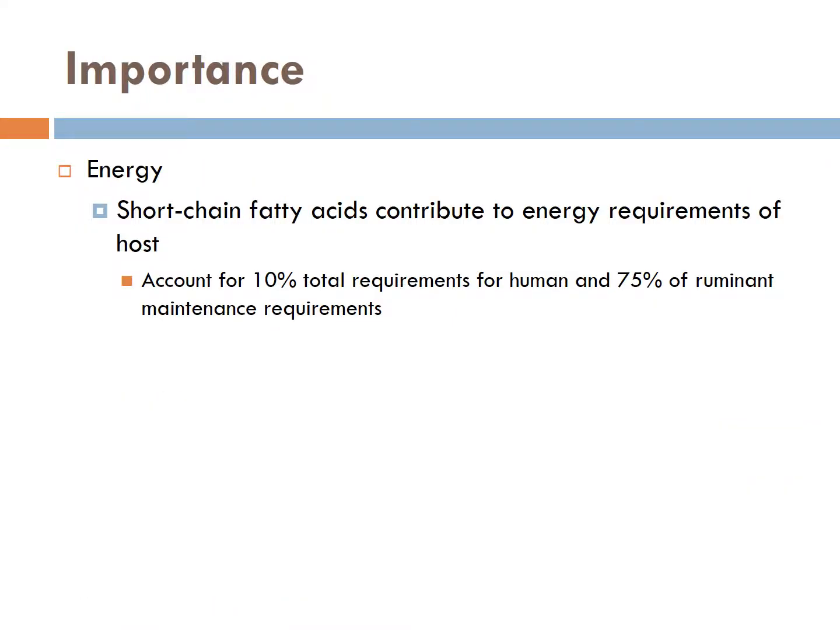In the last few slides, I'd like to give an introduction to gastrointestinal microbes and explain their importance to the host. They're important to energy metabolism. They ferment feed and produce short-chain fatty acids that contribute to the energy requirements of the host. These short-chain fatty acids account for 10% of total energy requirements for the human and 75% of maintenance energy requirements for the ruminant.